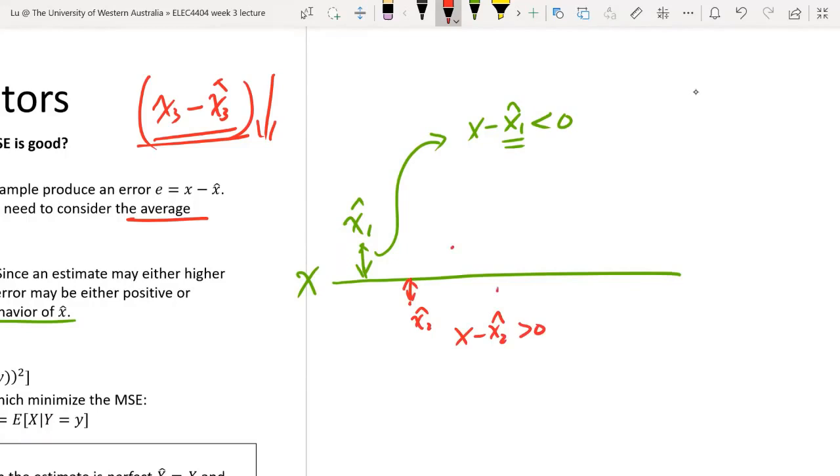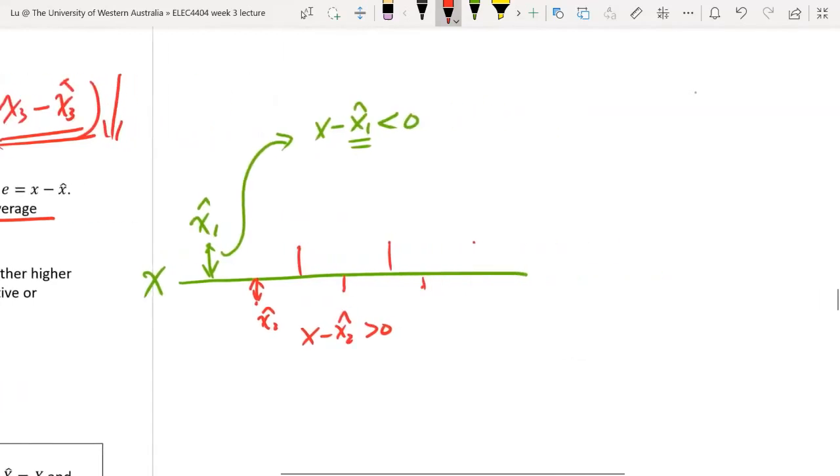You can repeat this for different estimations and get positive, negative, positive, negative. By the end, you will get a number of values higher than 0 or smaller than 0 as the errors. When you calculate the expectation of x minus x hat, all these positive and negative values will be combined together to work out the expectation. But these positive and negative values will cancel each other. By the end, in some extreme cases, the expectation is 0.